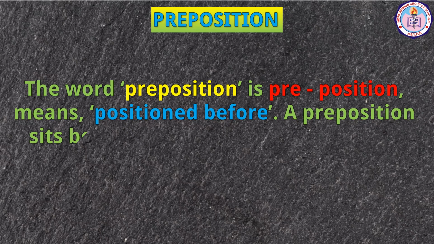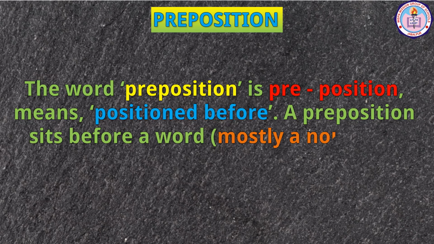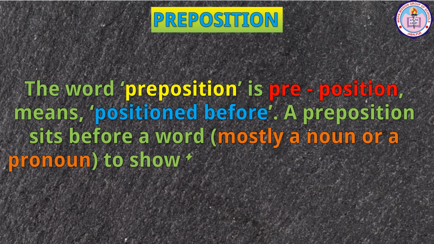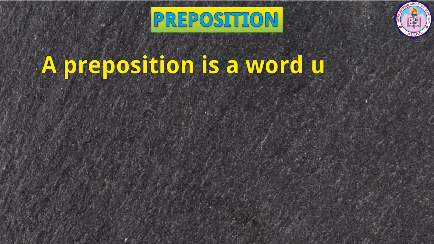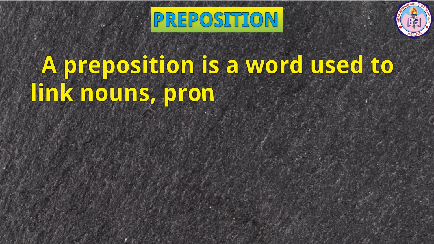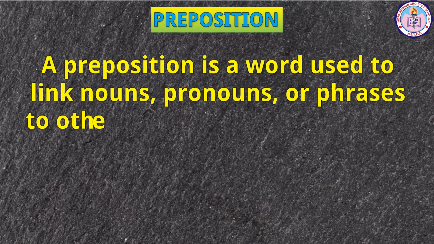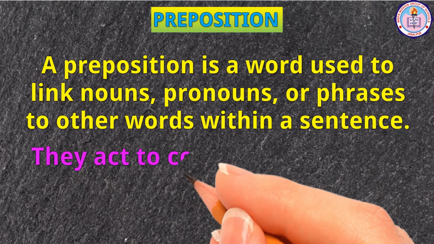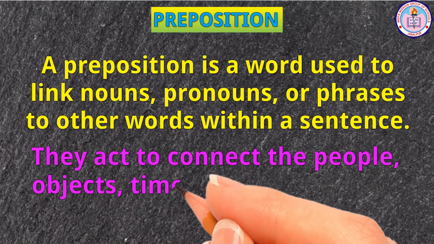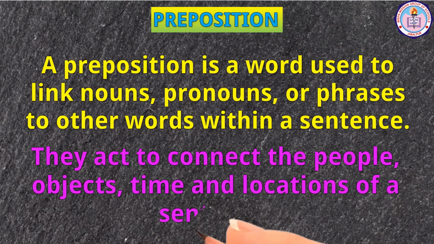A preposition sits before a word, mostly a noun or a pronoun, to show that word's relationship to another nearby word. Hence, we can define that a preposition is a word used to link nouns, pronouns, or phrases to other words within a sentence. They act to connect the people, objects, time, and locations of a sentence.